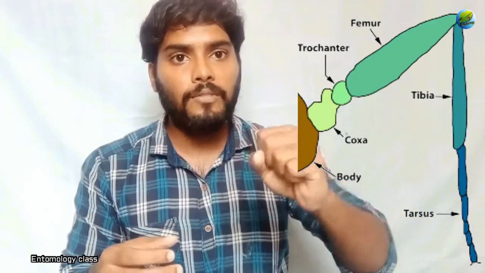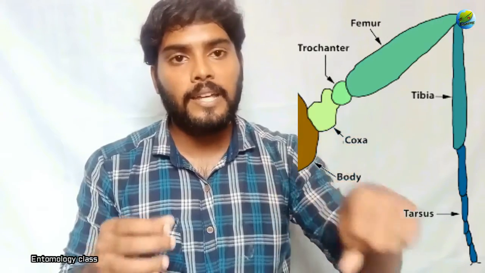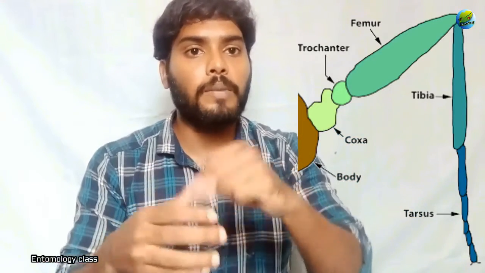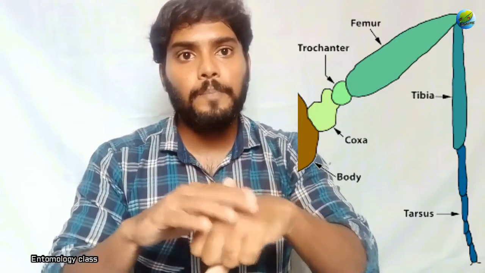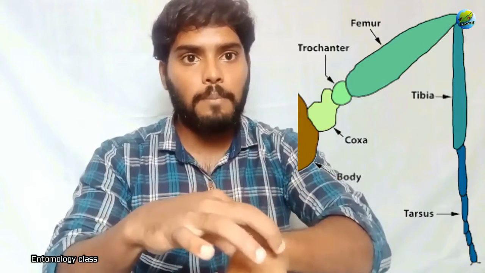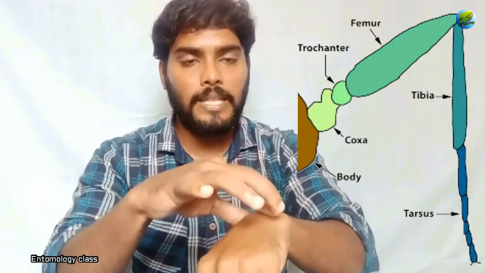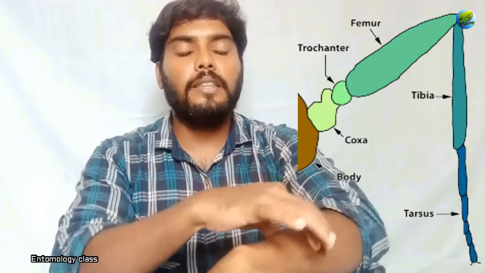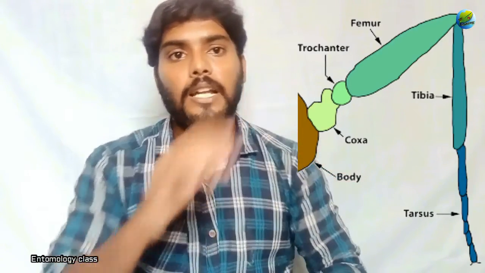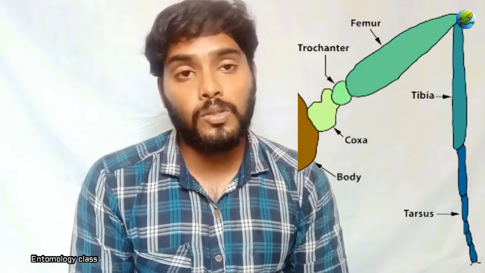So if the insect needs to bend its leg or move, it can do it because it has the exoskeleton over one segment, and then there is a gap in which the flexibility exists, where the chitin is absent, and then the next segment, and the next segment, and ultimately the formation of legs. So insects, or the phylum Arthropoda, have jointed appendages.